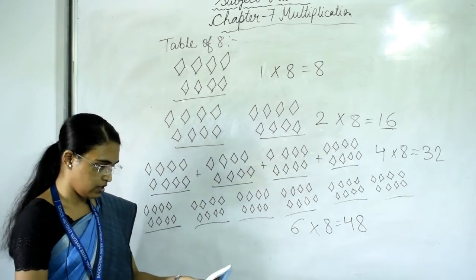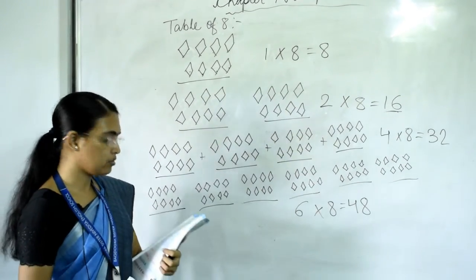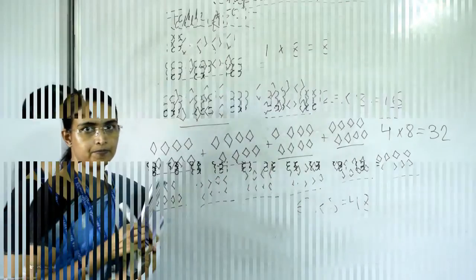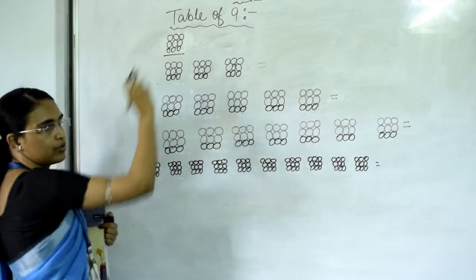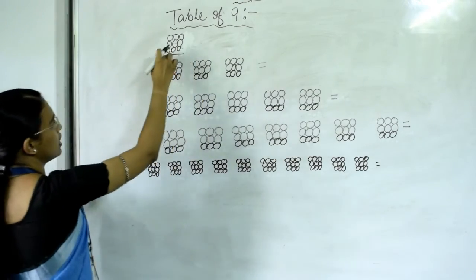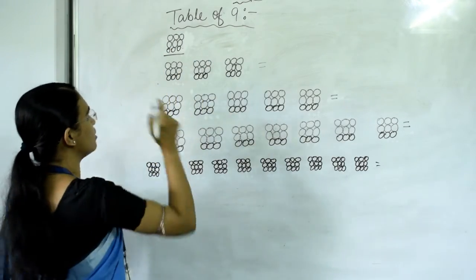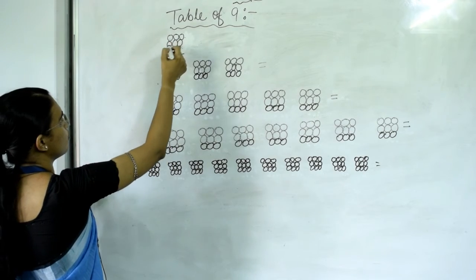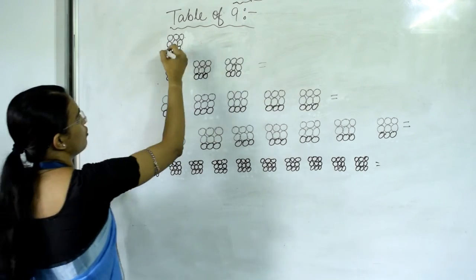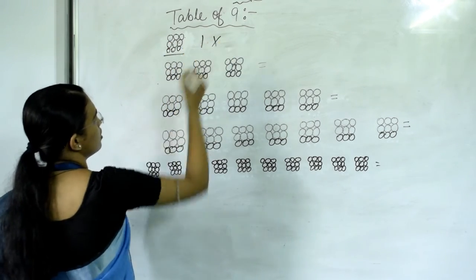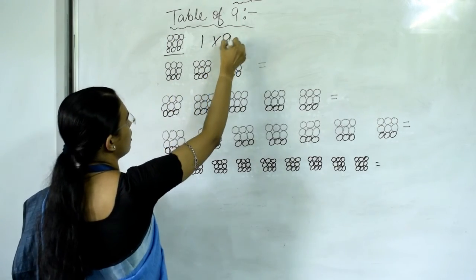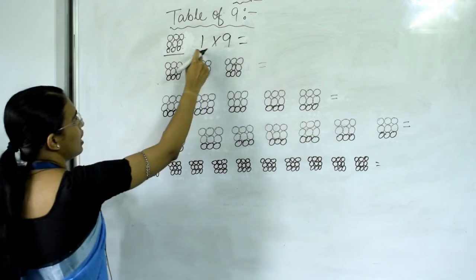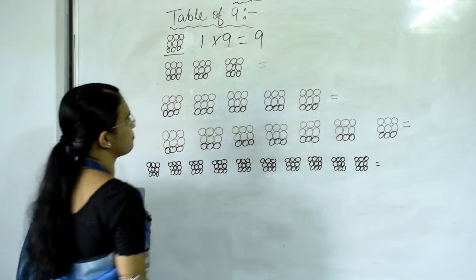Okay, now we will do the table of 9. Okay, now here how many groups do we have? 1 group. Now we are doing the table of 9. So in each group how many balls do we have? 9 balls. Okay, 1 2 3 4 5 6 7 8 9. So for one group we have written 1. Use the multiplication sign. Then each group has 9 balls. So for that we have written 9. So 1 9s are 9.